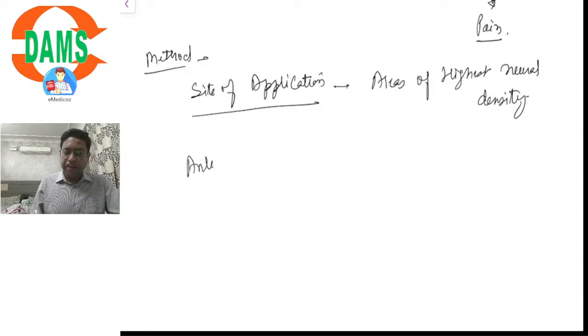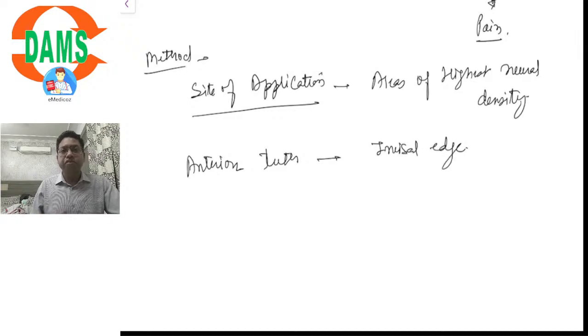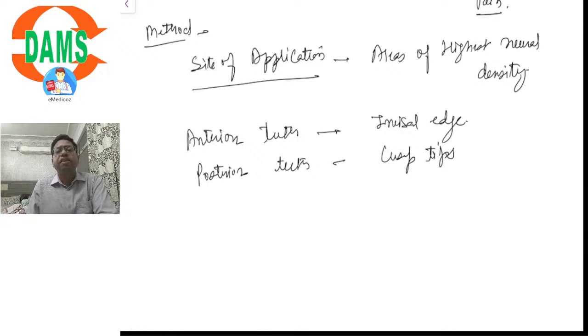So for anterior teeth, the highest number of A delta nerve fibers would be present below the incisal edge. Pulp horns are present below the incisal edge. For posterior teeth, the pulp horns are present below the cusp tips. So cusp tips are the preferred location for EPT application.